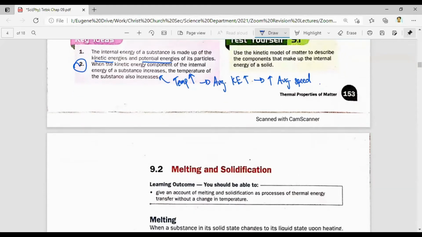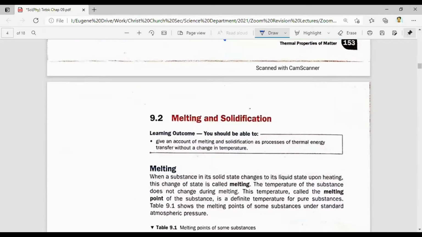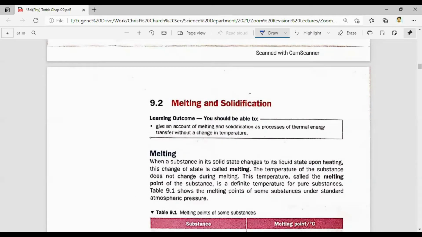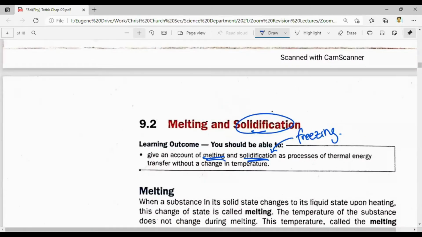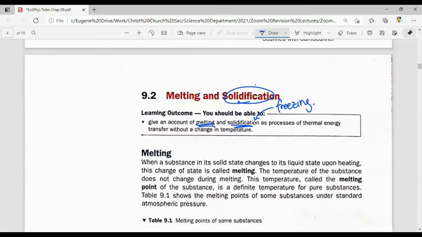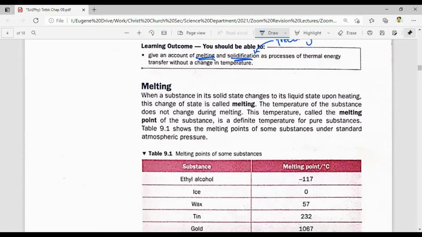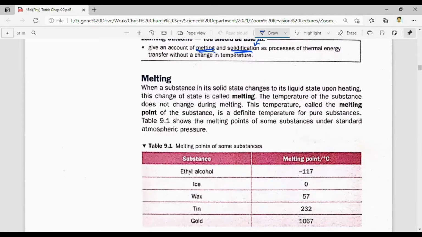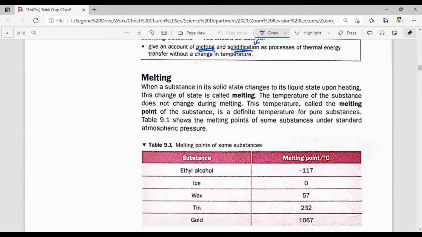Now let's go on to 9.2. What we're going to cover in 9.2 is what happens during melting and solidification. Another word for solidification is freezing. We're going to look at these two a little bit more in detail. So what exactly is melting? I want us to take note of this.